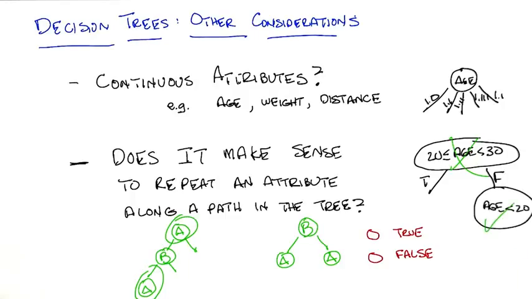So that's exactly right, Michael. The answer is no, it does not make sense to repeat an attribute along a path of the tree for discrete valued attributes. However, for continuous valued attributes, it does make sense because what you're actually doing is asking a different question. One way to think about this is that the question, is age in the 20s or not, is actually a discrete valued attribute that you've just created for the purposes of the decision tree. So asking that question again doesn't make sense, but asking a different question about age does in fact make sense.